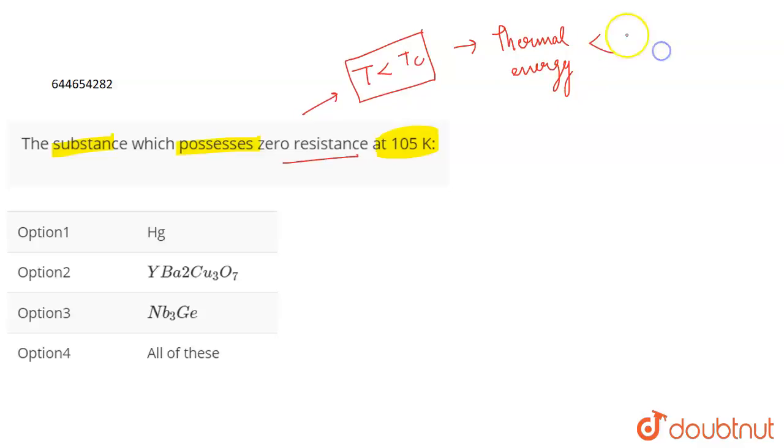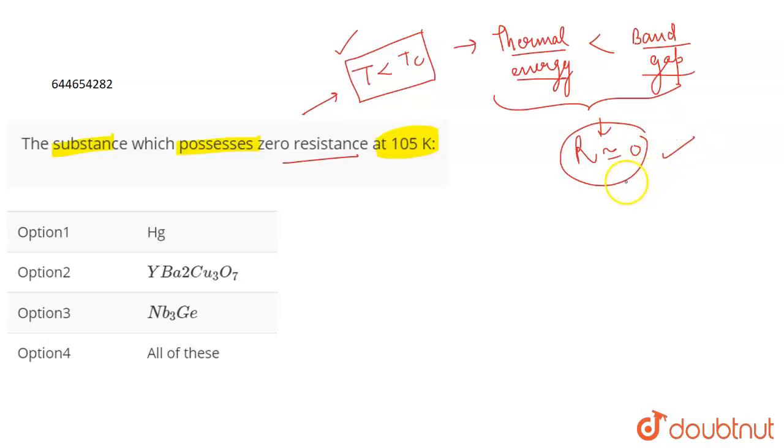energy becomes less than the band gap, right? Band gap is basically the energy gap between the valence band and the conduction band, right? So when the temperature is less than the critical temperature of a substance, then the thermal energy becomes less than the band gap, and when this happens, the resistance is almost equal to zero, right? The resistance almost becomes zero.